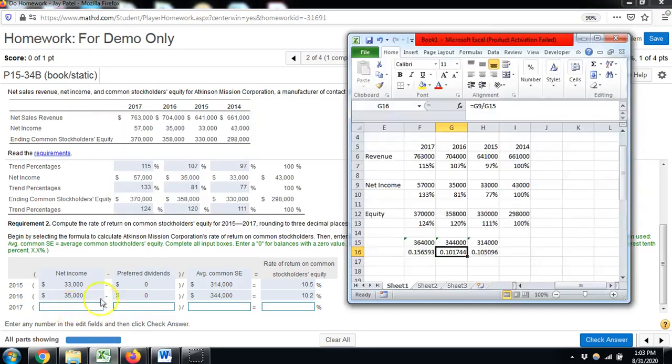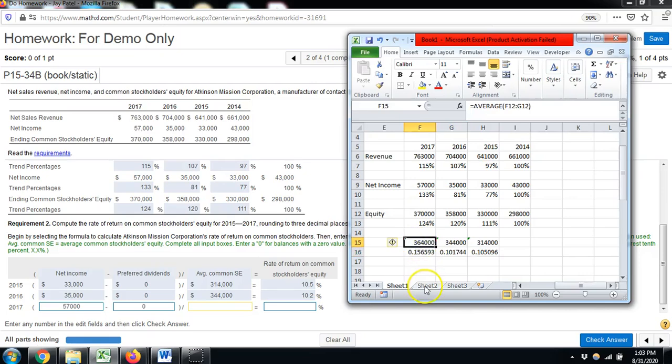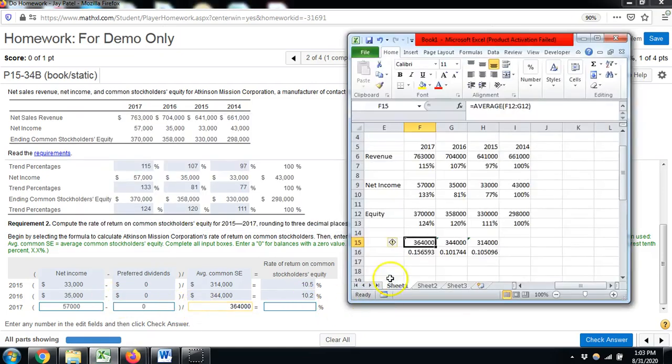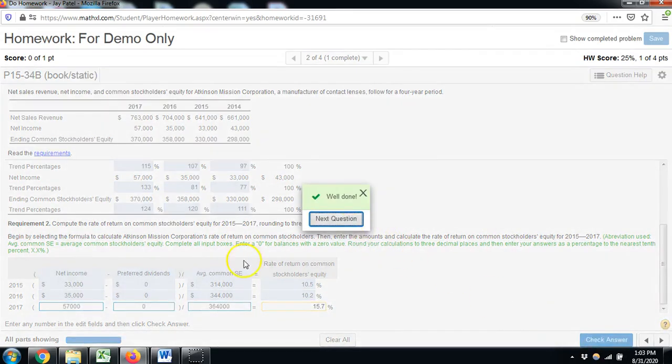And lastly, the same thing for 2017. Net income 57,000. Okay, that's it.